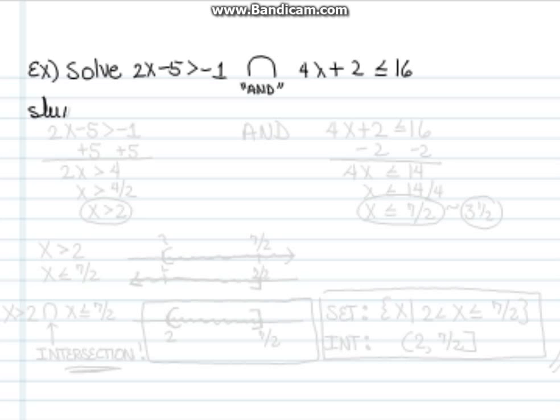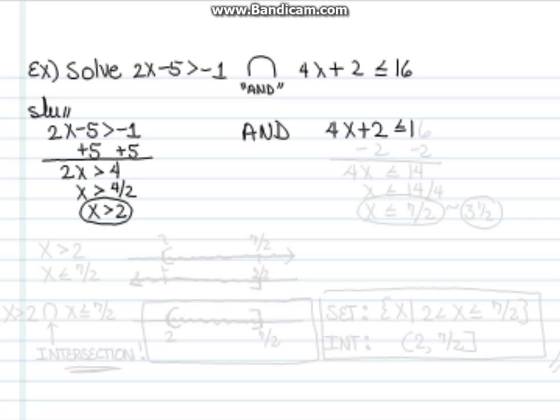So let's go ahead and do step one, where we're going to simplify the first inequality, 2x minus 5 is greater than negative 1. Let's move the 5 over by adding it to both sides. Then we have 2x is greater than 4. Let's eliminate the coefficient 2 by dividing both sides by 2. We get x is greater than 4 over 2, which is 2.